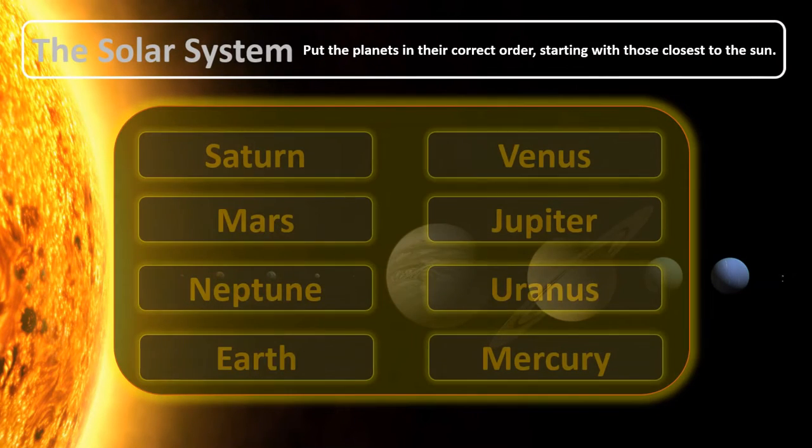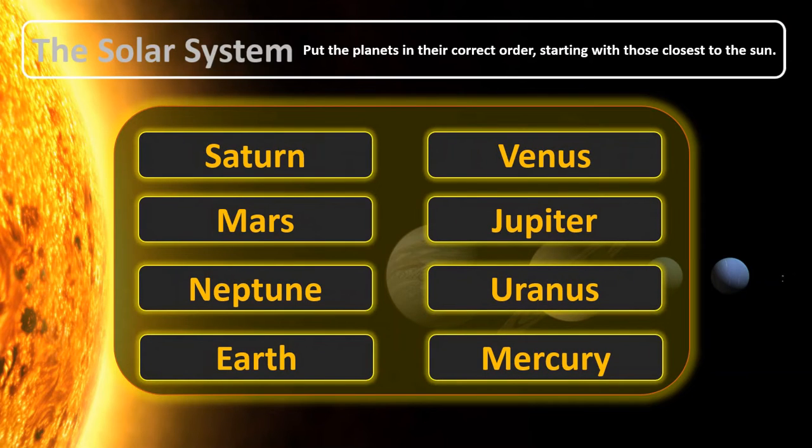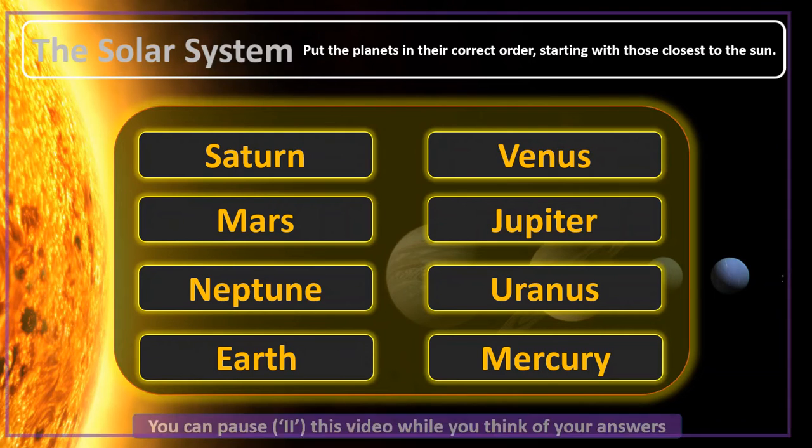So now a little exercise for you. Can you put the planets in their correct order, starting with those closest to the sun? What you can do now is press pause on this video while you think of your answers, and then when you are ready to continue, press play. The names are Saturn, Mars, Neptune, Earth, Venus, Jupiter, Uranus, and Mercury. So press pause, and then when you are ready to continue, press play.